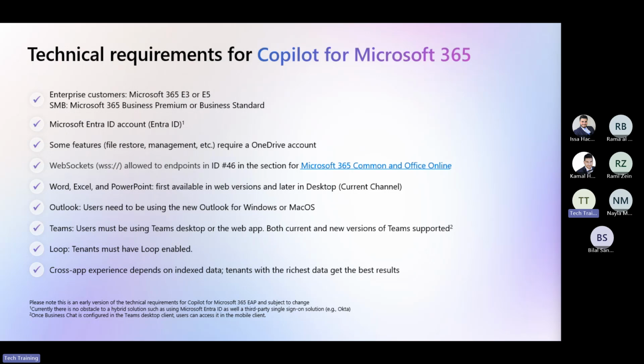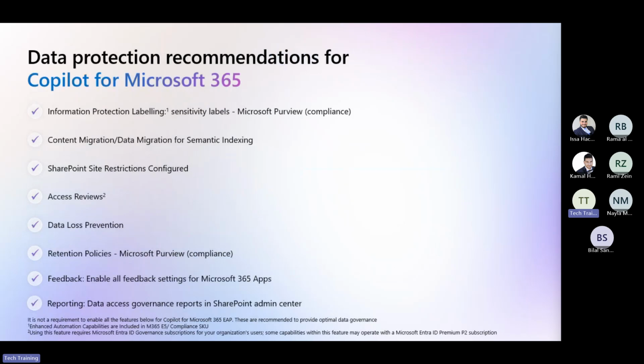Outlook users need to be using the new Outlook. Teams users must be using Teams Desktop. Loop tenants must have Loop enabled, and the cross applications depend on the index data. I know that you know that already and you have installed it. I don't know, but it should be just fixed within your minds.